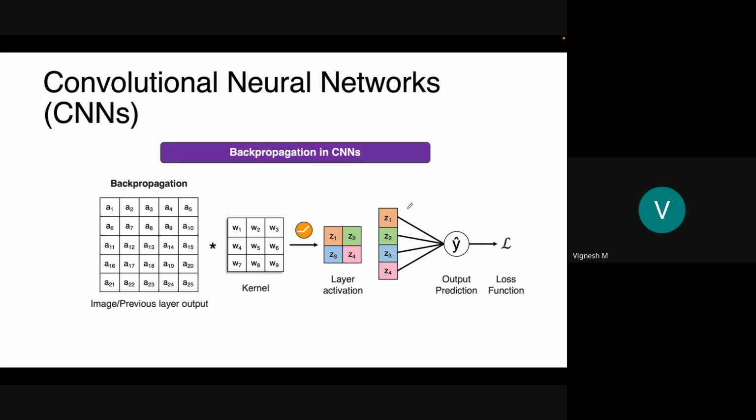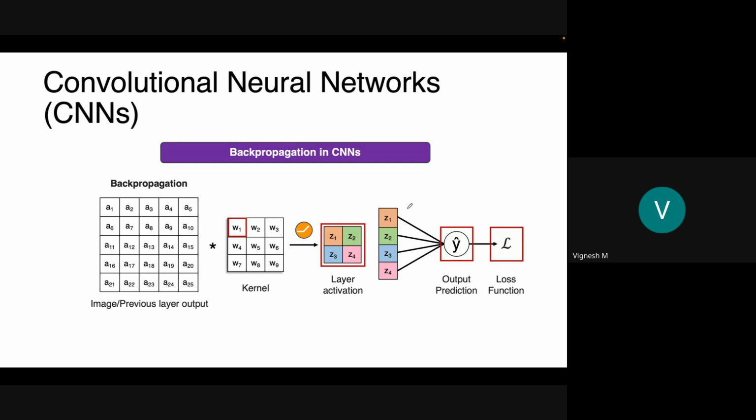So think about this. Let's say I change W1. If I change W1, how will the next layer activation change? Will everything change, or will only some things change in CNNs? Everything changes. Why? Because Z1 is dependent on W1. Z2 is also dependent on W1 because you move the kernel over the image, and that's how you get Z1, Z2, Z3, Z4. So a change in W1 will create a change in Z1, Z2, Z3, Z4, which will in turn create a change in the output, which will change the loss.